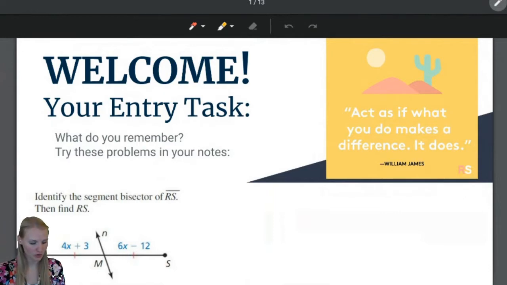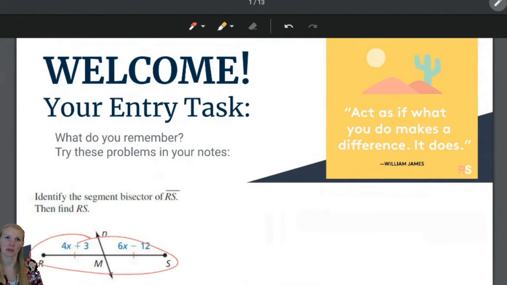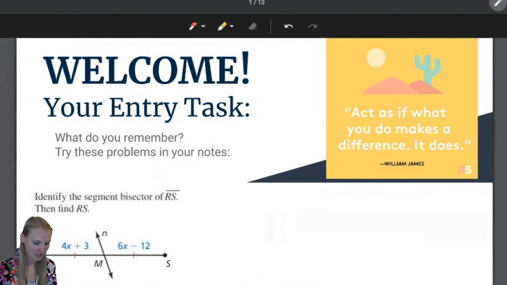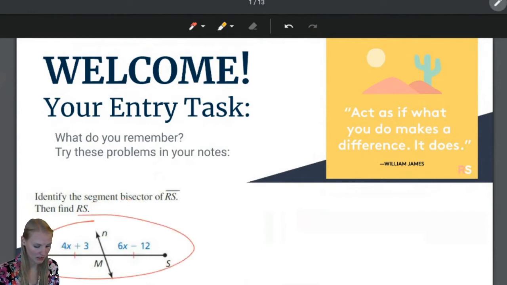So, we are told to identify the segment bisector of segment RS. So this is the segment RS that we're looking at. Remember that a segment bisector can be anything: a point, a line, a segment, a plane, a ray, any geometric figure. A segment bisector cuts something in half. So what in this picture is cutting RS in half?